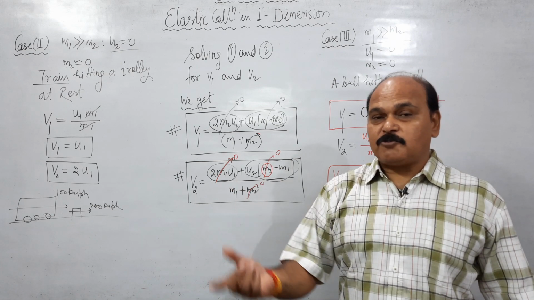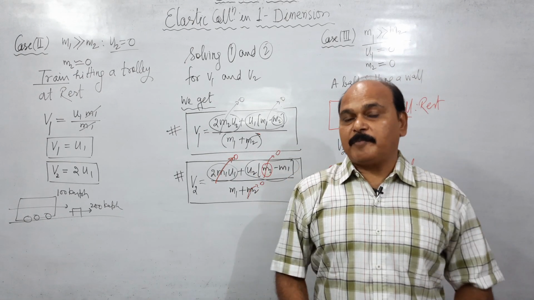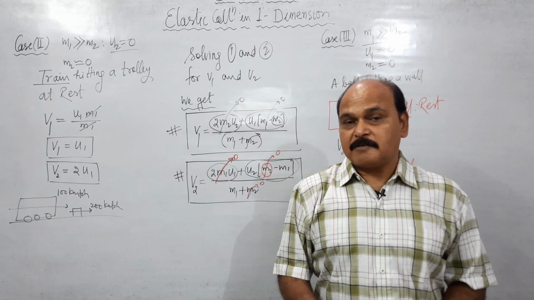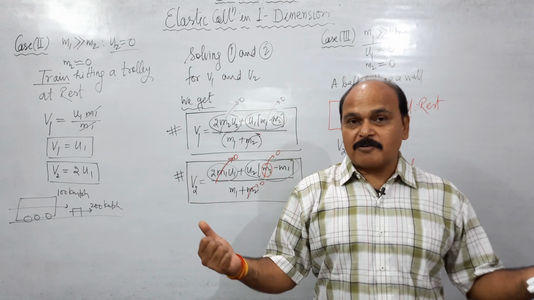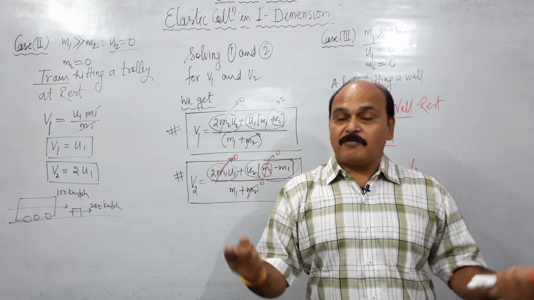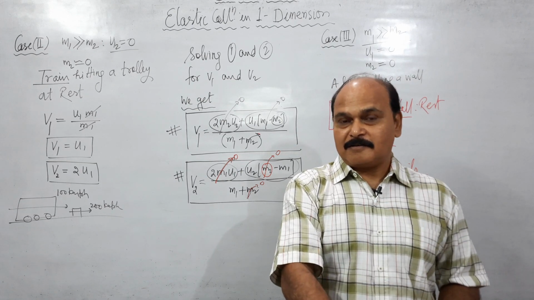And in situation 3, again there is a collision between a lighter mass and a very heavy mass, but here the heavier mass is at rest. So what happens? After collision, the velocity of the heavier mass, which was 0, remains 0, whereas the velocity of the lighter mass is reversed in direction. The magnitude remains the same.